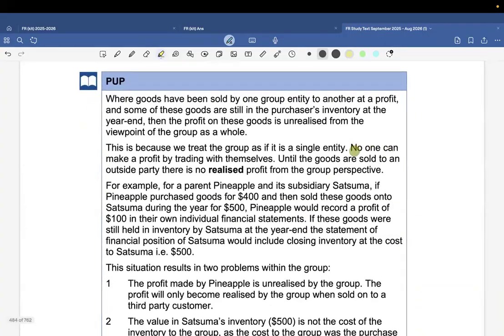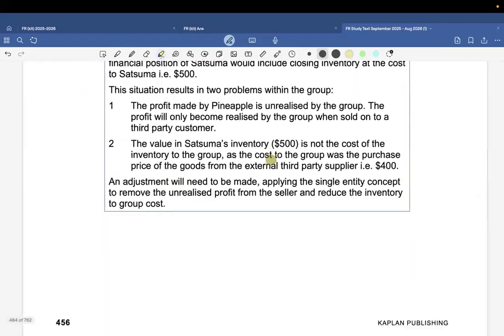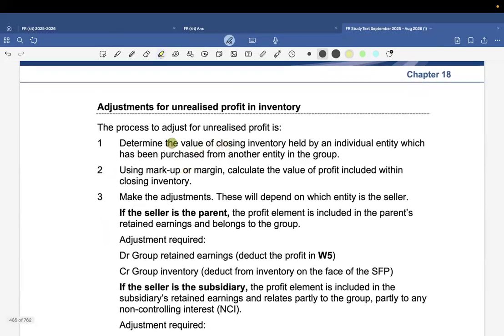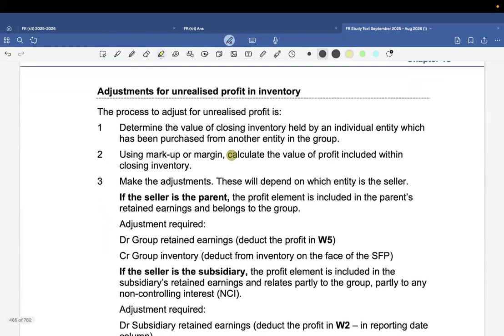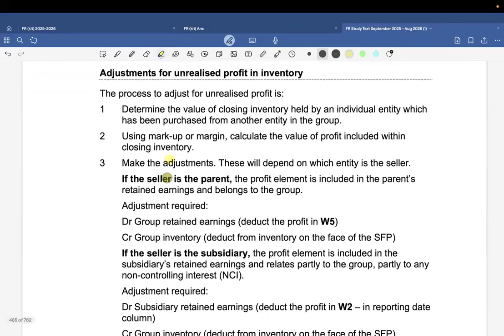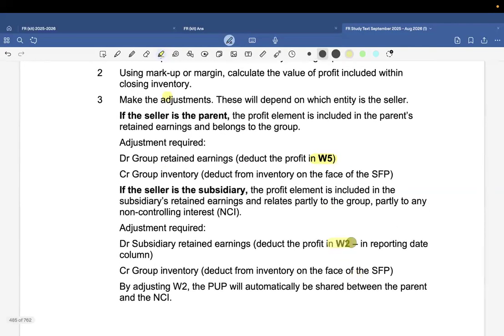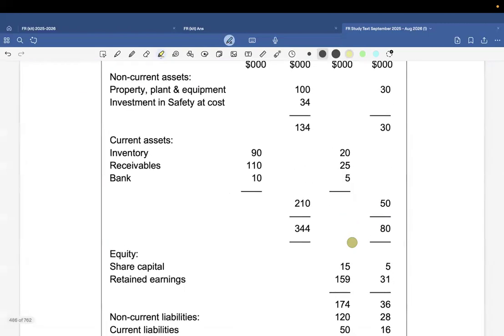Okay, this is just the logic that no one can make a profit by trading with themselves, right? Because in consolidation, the company is treated as one entity. So you can't sell it to your own business and generate profit out of it, right? That is nonsense. Now, adjustment of URP: you're going to determine the URP, whether it is markup or margin, and on the basis of it you're going to make your calculations, right? And then if the parent is the seller, you're going to take it into working note 5. If the subsidiary is the seller, you're going to take it into working note 2. Understood?